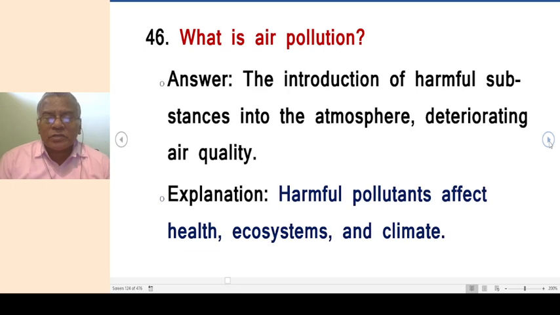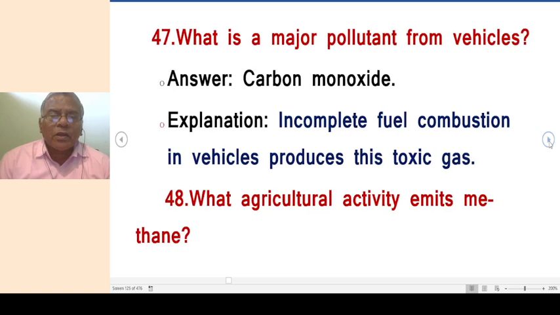What is air pollution? Now some questions we will ask. The introduction of harmful substances into the atmosphere, decaying air quality. Harmful pollutants affect health, ecosystems and climate. What is a major pollutant from vehicles? Carbon monoxide. Incomplete fuel combustion, burning in vehicles produces this toxic gas.